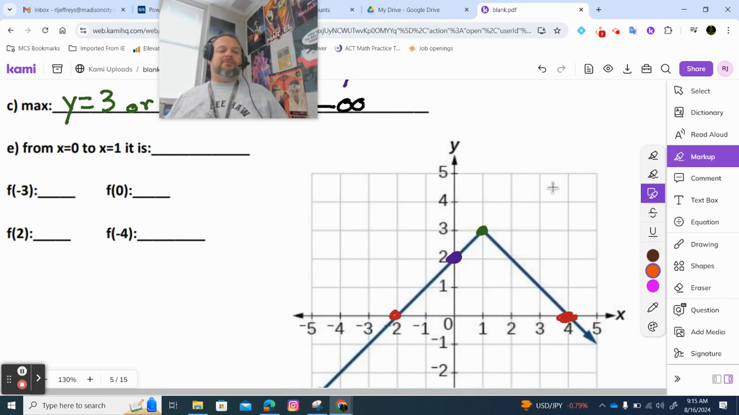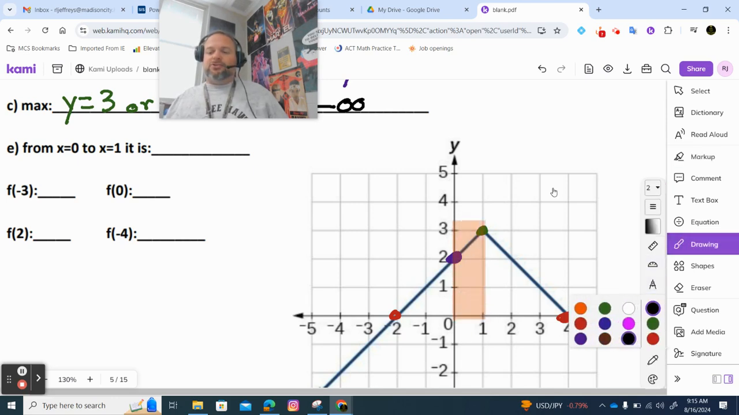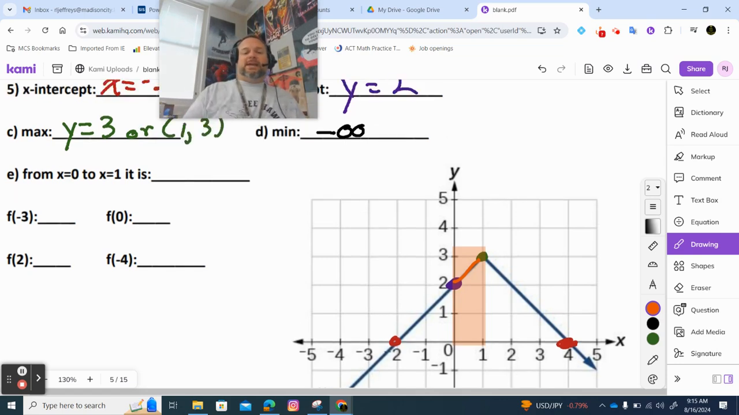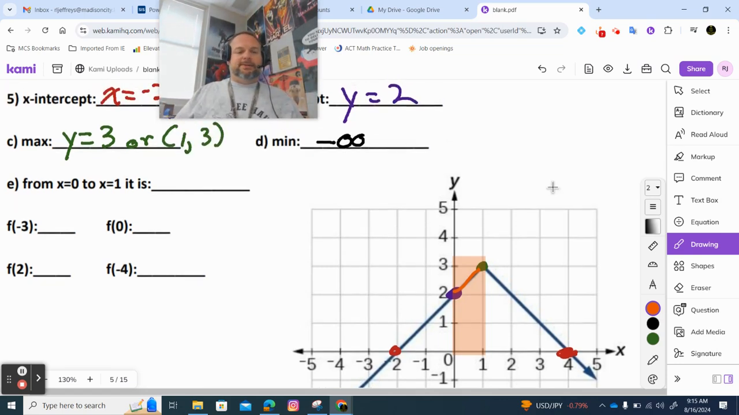All right. So from 0 to 1 on the x, here's that. If I draw on that line, it's going up. What is that doing? Is that an increase or decrease? Increase. Okay, you can write increase, increasing, whatever.